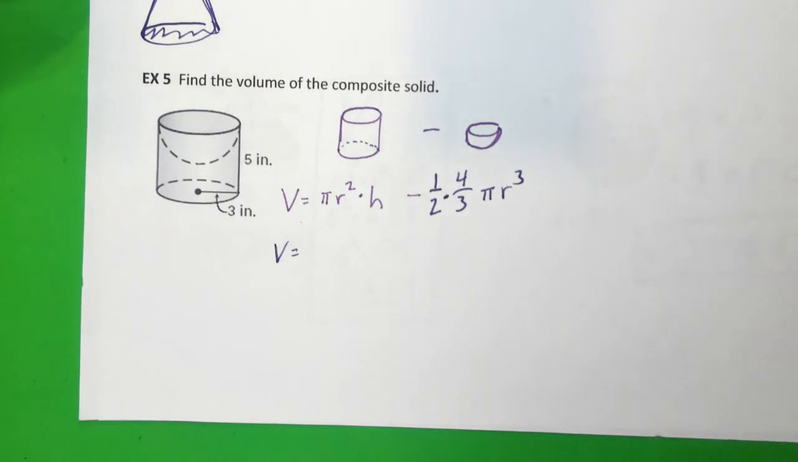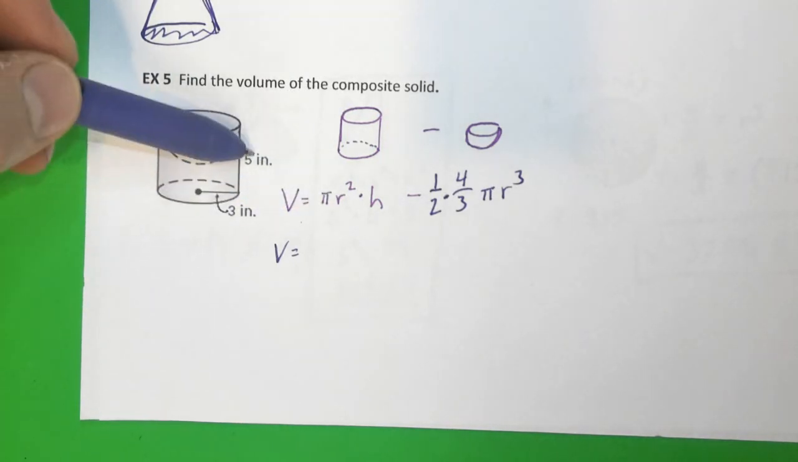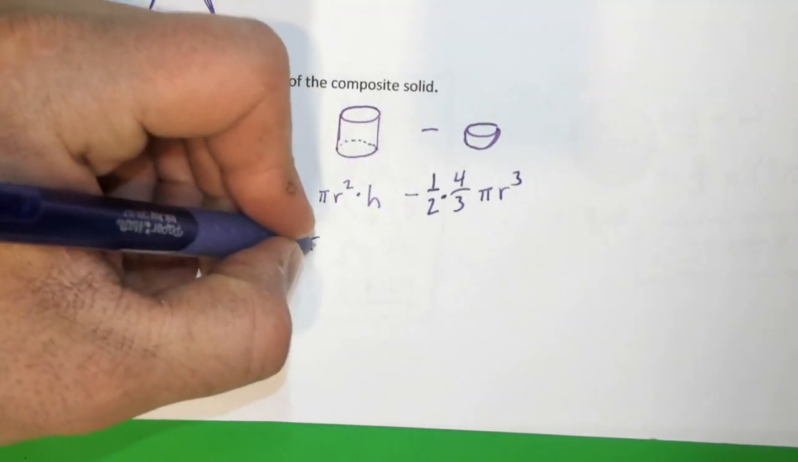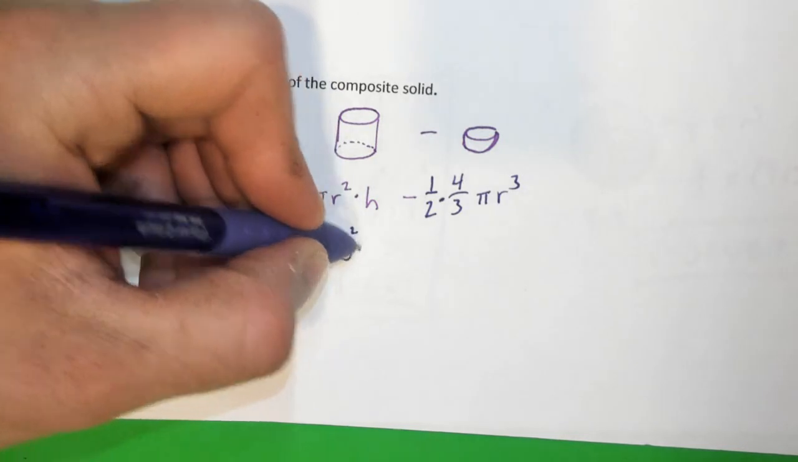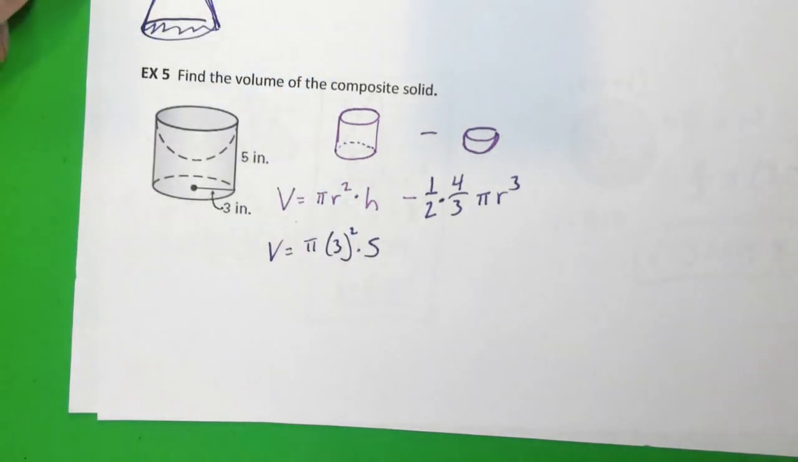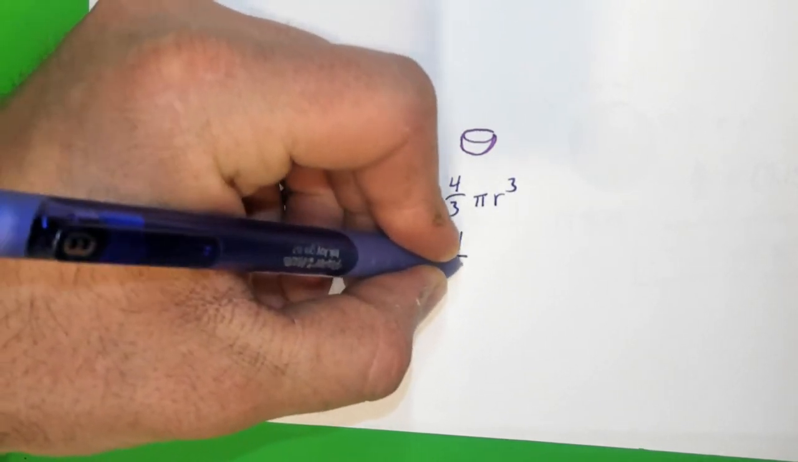Okay, let's plug in some information. So for my first one, the cylinder, it's very straightforward. I just need the radius, which is given, and the height, which is given. So we're going to plug in our pieces with our 3 being squared and then multiplying by our 5 after that. Okay, now for the sphere, it is actually going to reuse a lot of the same information again.